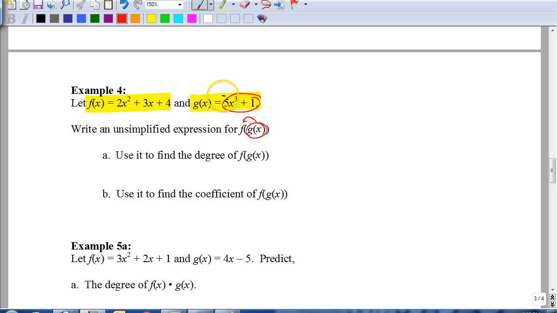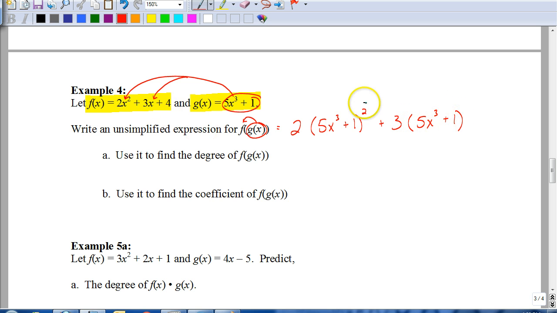So I'm going to take this function and replace x with that function in function f there. So this is going to be, instead of 2 times x, it's going to be 2 times (5x cubed plus 1) being squared, plus 3 times x, but instead of x, it's going to be 5x cubed plus 1, and then plus 4. And it said to write an unsimplified, so that would be my answer for the first part.